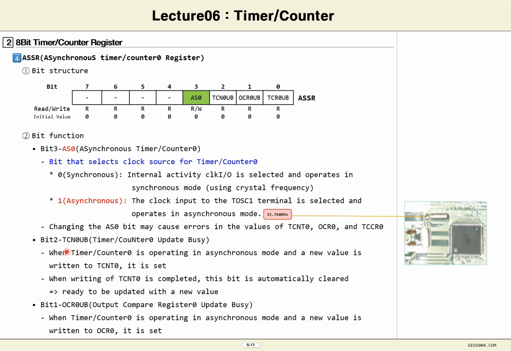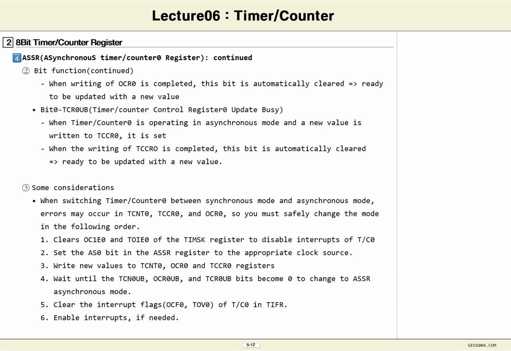And now the 3 bits corresponding to 0, 1, and 2 all update the timer counter 0 and are busy checked to see if it is already in progress. Therefore, you can understand this as just a busy check bit. Bit 1 can be understood as the output compare register 0 update busy, a bit that checks whether the update is being executed. Timer counter control register 0 update bit corresponds to bit 0. These 3 bits are all part of checking whether an update is taking place.